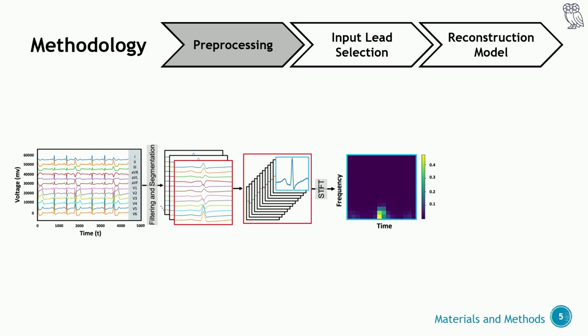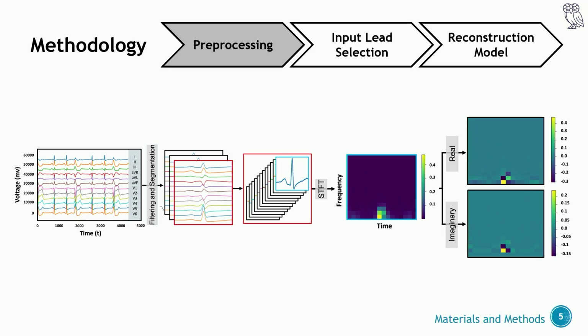And then to get a better representation, we transform data into the time-frequency domain just to get more information out of it. To avoid working with complex values, we divide this STFT data, short-time Fourier transform, into real and imaginary parts. So we're going to have this nice looking 2D representation for each heartbeat.